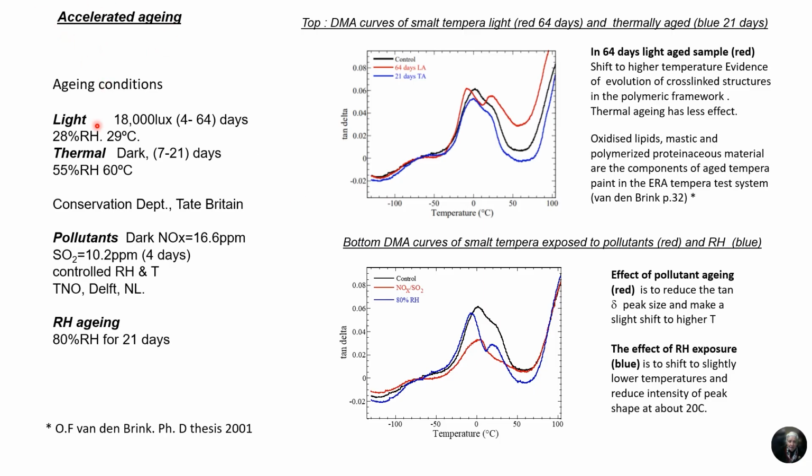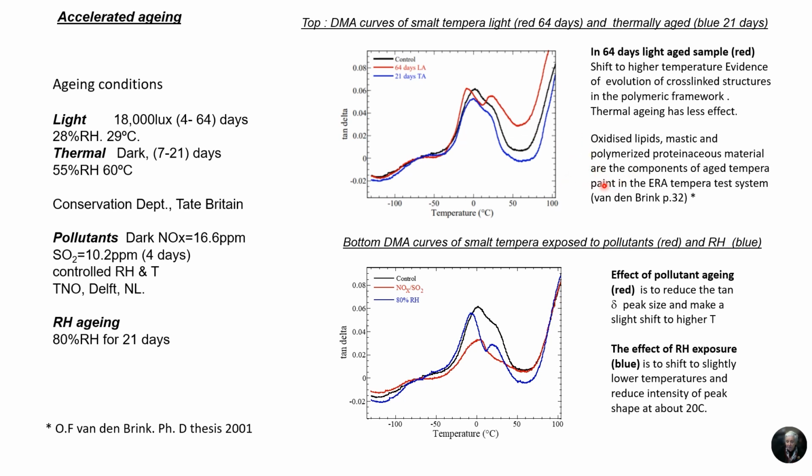So accelerated aging, what changes can we see? In the 64-day light age sample, indicated by the red curve, you can see the change compared to the control sample, which is the black curve. So there is a movement of the signal to higher temperatures with the evolution of cross-linked structures, which are more resistant to temperature.